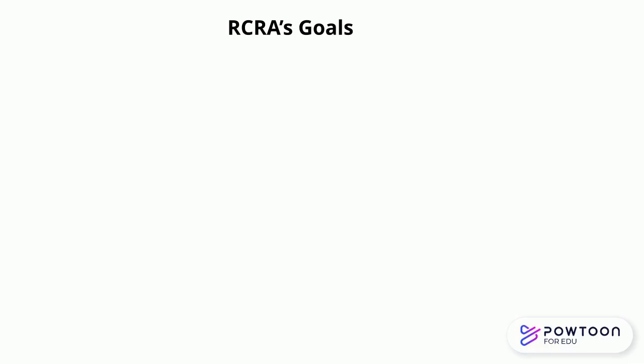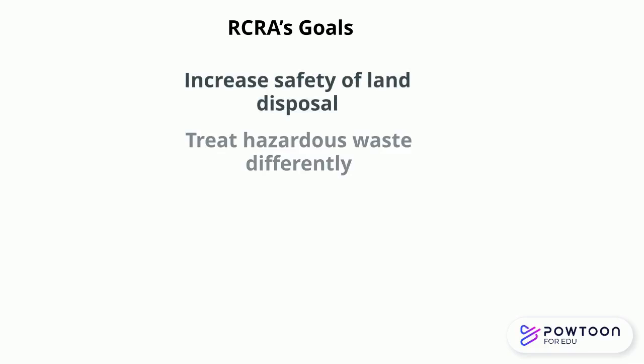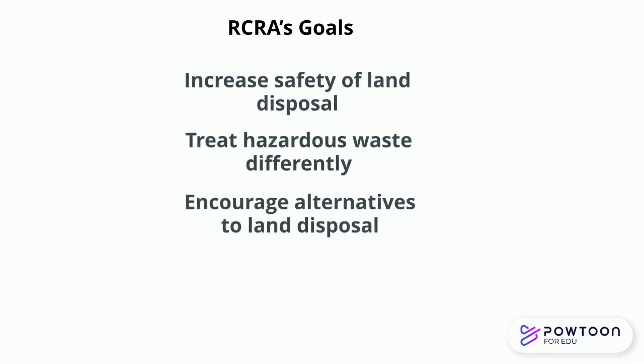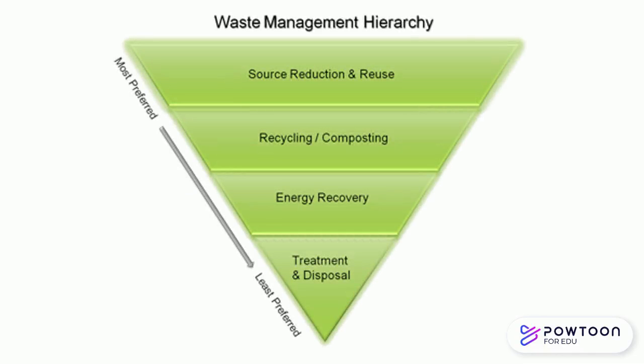RCRA's goals include the following: increase safety of land disposal, treat hazardous waste differently, encourage alternatives to land disposal, and promote reuse, recycle, and recovery. EPA developed the waste management hierarchy in recognition that no single waste management approach is suitable for managing all materials and waste streams. The hierarchy ranks the various management strategies from most to least environmentally preferred, with an emphasis on reducing, reusing, and recycling.